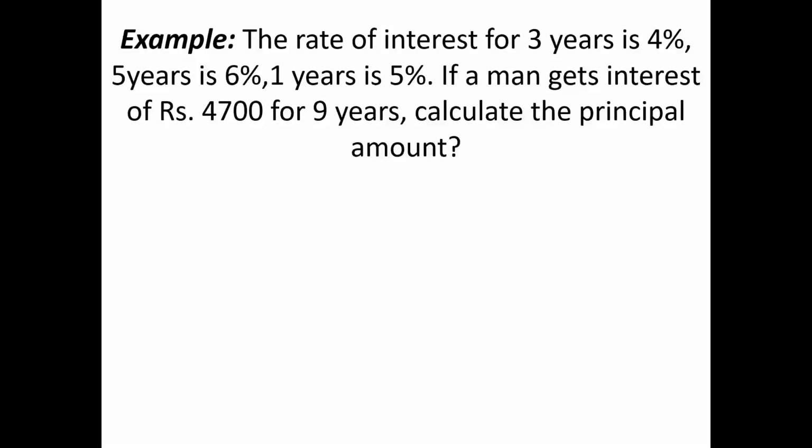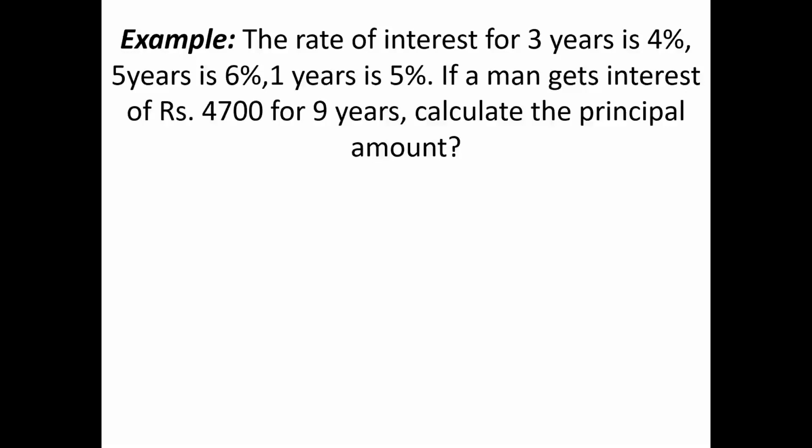There is some money, and we don't know the amount, we don't have any idea regarding the amount, but the rate of interest is given and the years are also given. So if we take that particular amount for 3 years, then the rate of interest will be 4%. If it is for 5 years, then the rate of interest will be 6%, and if it is for 1 year, then the rate of interest will be 5%.